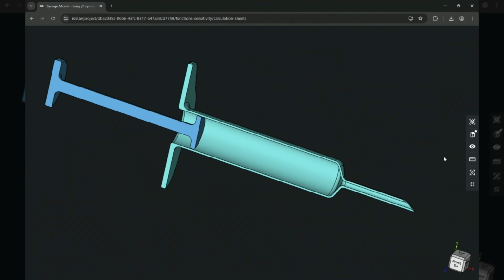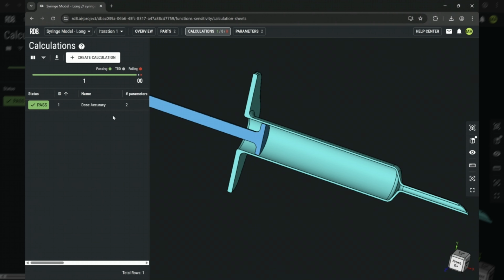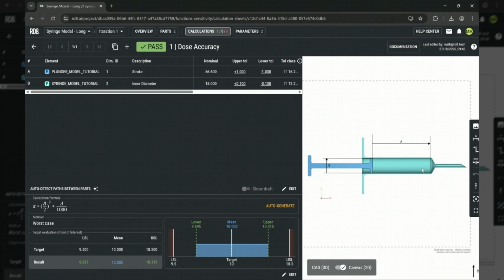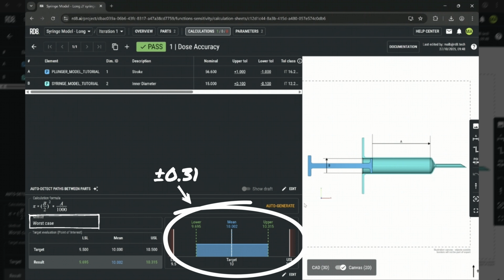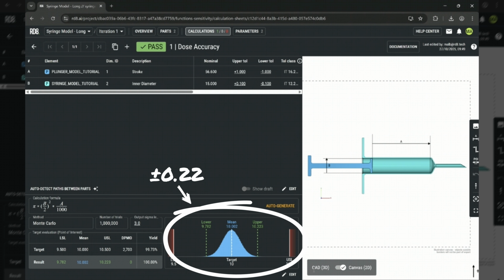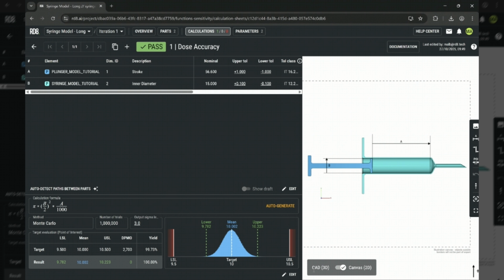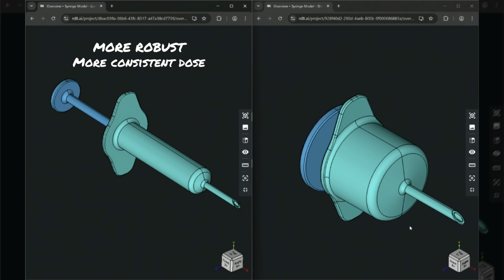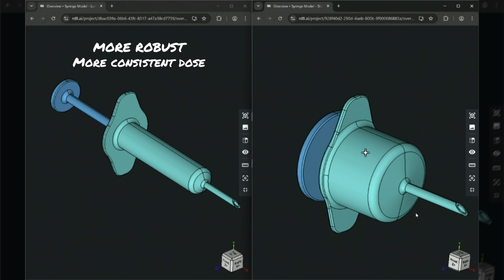We input its diameter and stroke length into RD8, and again check the worst-case scenario. This time, the variation drops significantly compared to the short syringe. When we switch to Monte Carlo analysis, the variation is even smaller, well within our target of plus or minus 0.5 milliliters. That means the long syringe design is much less sensitive to input variation and meets the accuracy requirements. So, the choice does matter. A longer syringe design is more robust and delivers a more consistent dose.